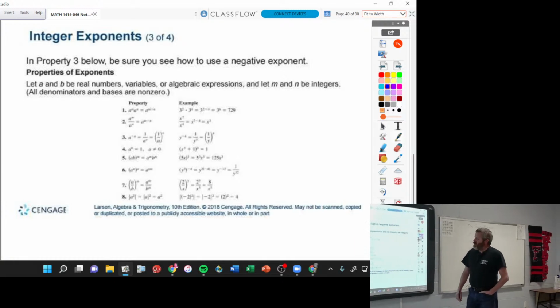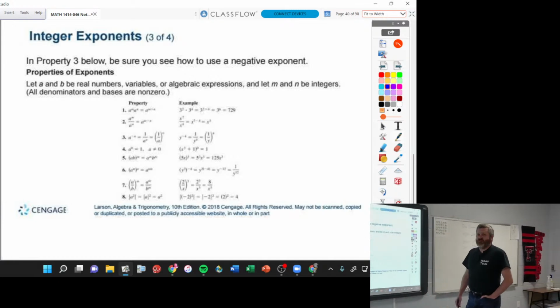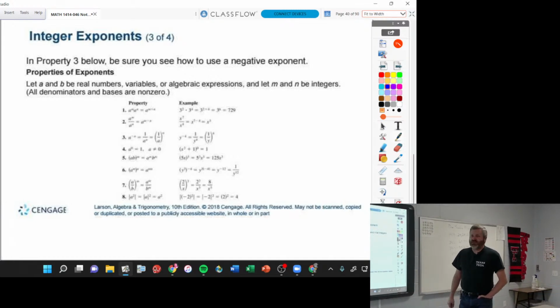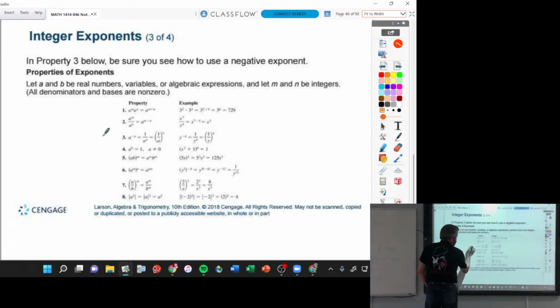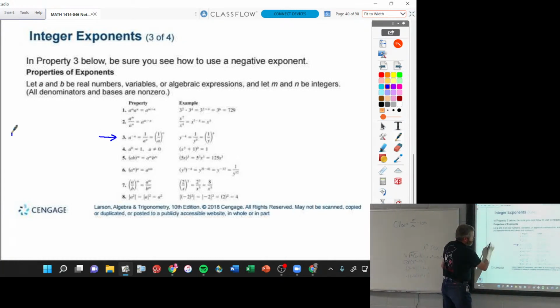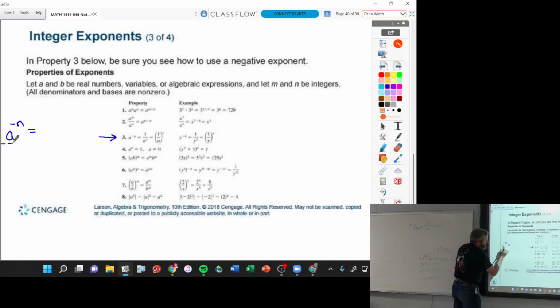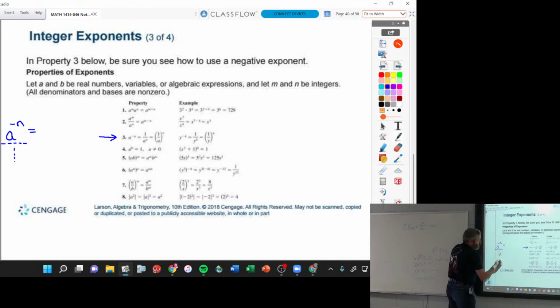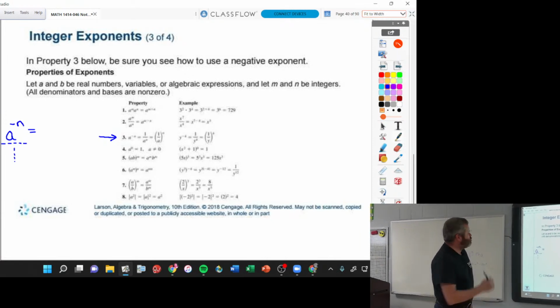So here are some properties. I know it might be hard to read. You do have this packet available to you to download. You can find it in your syllabus, and you can see it a little bit better there. Property 3 here shows a to the negative nth power, and I'm going to go ahead and write that out. If I have a and a negative exponent, I can get rid of that negative exponent. Think about the fact that if I divide anything by 1, it doesn't change the value. So you can think of anything as being a fraction by putting it over a 1.